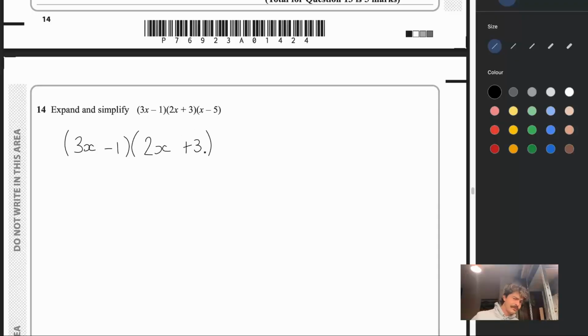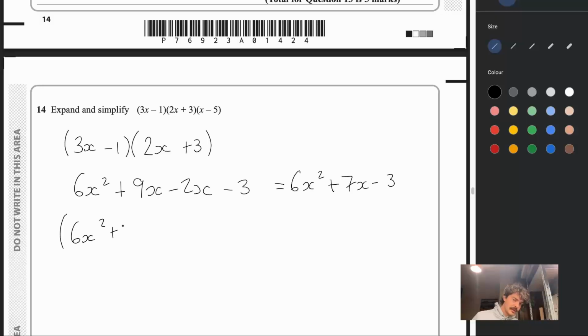2x plus 3. 3x times 2x is going to give us 6x squared. 3x plus 3 is going to give us 9x. Minus 1 times 2x gives us minus 2x. Minus 1 plus 3 gives minus 3. Let's just tidy this up quickly. And we are left with 2x squared plus 7x minus 3. Fantastic. So now we are left with this thing, 6x squared plus 7x minus 3. And we want to multiply it by the remaining x minus 5.